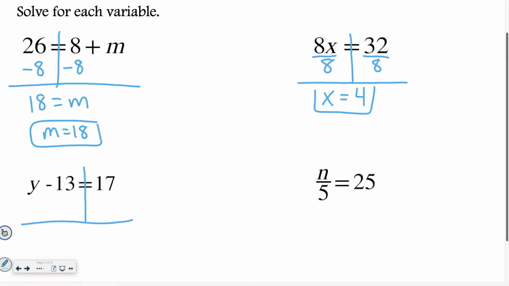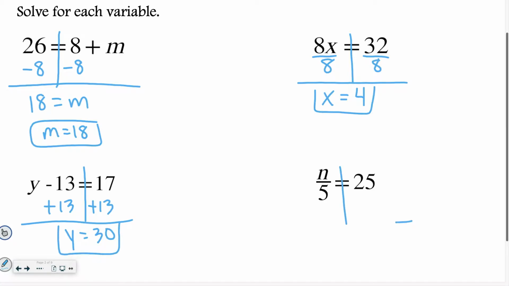Moving on to the one down in the bottom left, I have y minus 13 equals 17. I've teed it up. If I want to get y by itself, I have to move that minus 13. And I move minus 13 by adding 13 to both sides. So y equals 30.